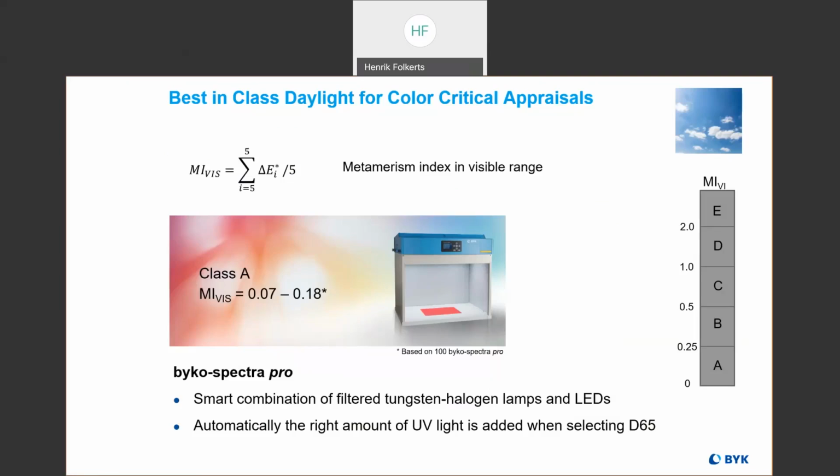And what that means is just in order to evaluate the accuracy of the light source, the industry uses a metameric pair. This is a pair of colors that's going to look perfect under perfect D65 and not so much under other light sources or under imperfect D65. And so the fact that the visible metamerism index for this instrument is so low classifies it as a Class A light booth for D65. So this is the most accurate D65 representation you can get anywhere.